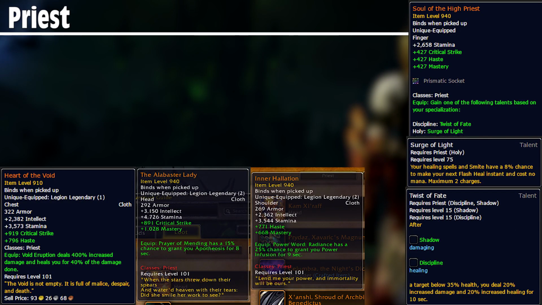Priests will pick up the Heart of the Void for their chest. It causes their Void Eruption to deal 4 times the damage, and it heals you for 40% of the damage done. The Alabaster Lady goes on the helm slot. This gives your Prayer of Mending a 15% chance to give you Apotheosis for 8 seconds.